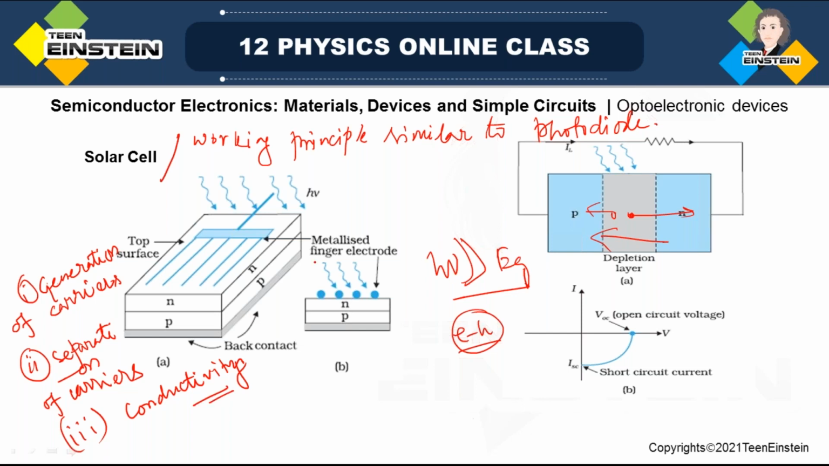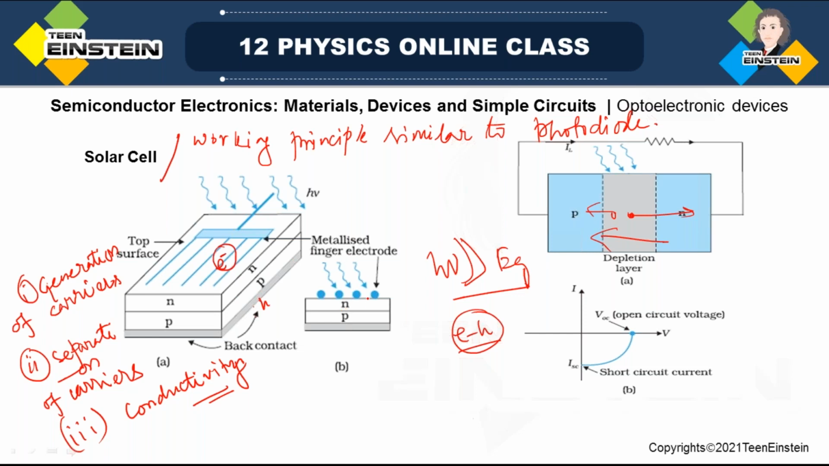Now those charge carriers, see, the electrons are collected by the front electrodes, and the back electrode is this one. Here holes are collected in the back electrode, and this arrangement is covered by a transparent material such that photons can hit or can penetrate the material, okay, or fall on the material.